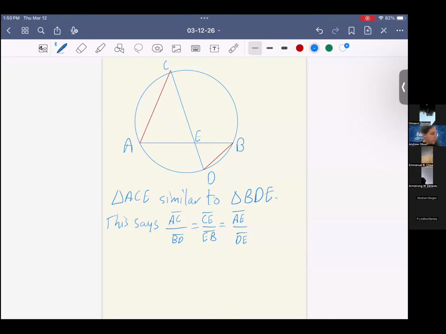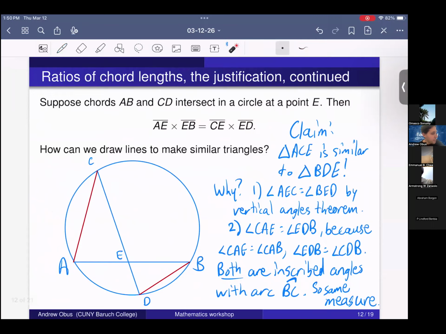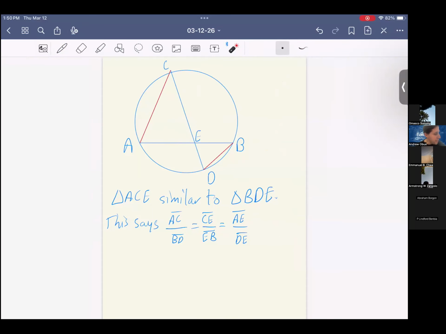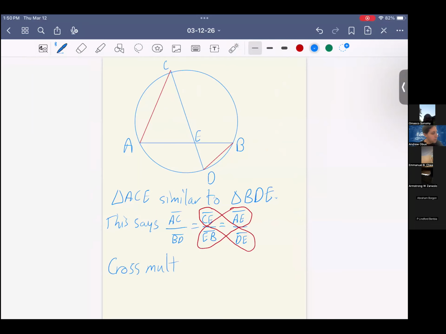In particular, what is it that we wanted to prove? We want to show that AE times EB equals CE times ED. That's exactly these two things over here and these two things over here, right? So by cross multiplying, we get that AE times EB is equal to CE times ED. I called it DE, ED, it's the same thing. Okay, so this gives you the final proof.